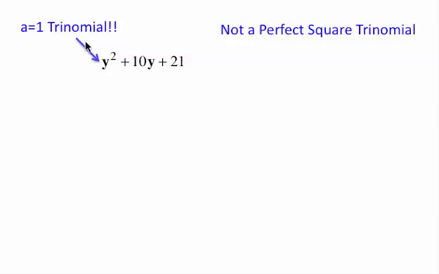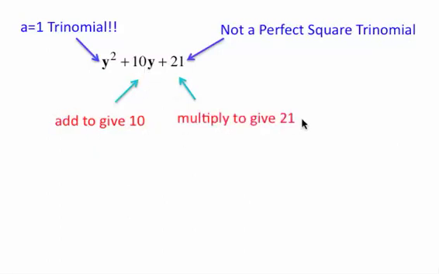So it's definitely an a equals 1 trinomial, and whenever it's an a equals 1 trinomial, you want to ask yourself, what adds up to give you the middle term and multiplies to give you the last term? I'm thinking 3 and 7. So then we write y plus 3 times y plus 7, and that's it. You're just following your identity patterns that you've learned already.